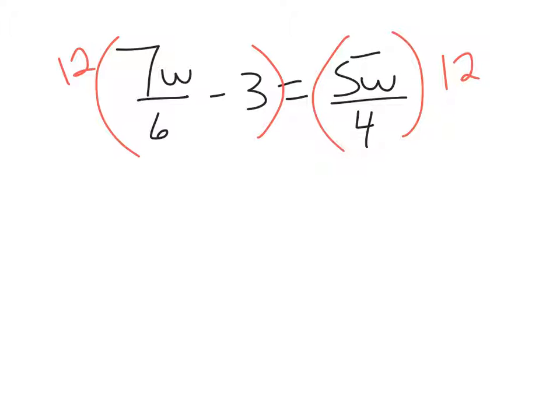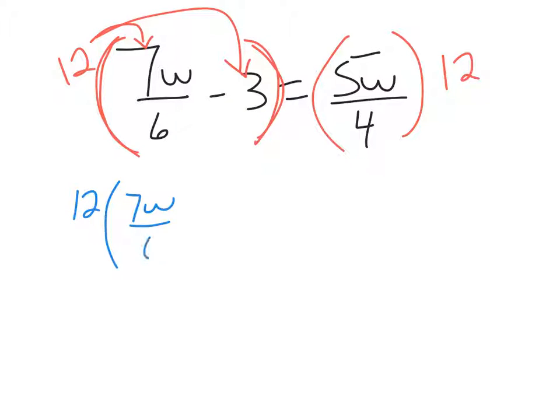So what that means is, when we multiply that entire side there on the left, we have to distribute that 12 to each part of what's in the equation there. So 12 times 7w over 6 and then 12 times 3. So doing that, just to rewrite this to show you what's happening, 12 times 7w over 6 is what we're doing first.